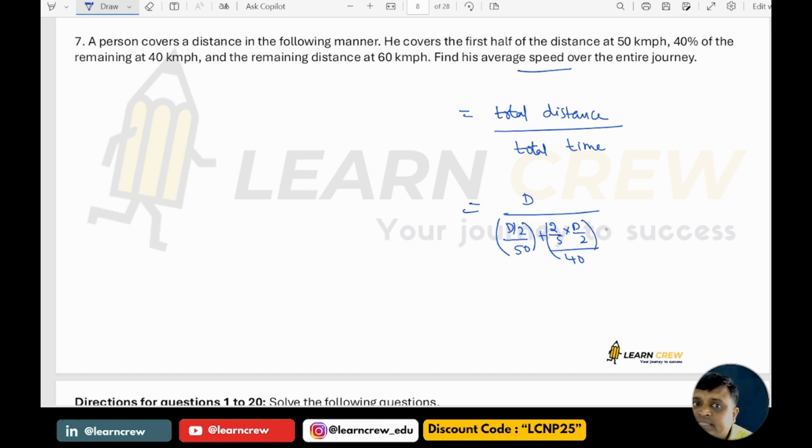Then the remaining would be how much? 3/5 of the remaining D by 2 at a speed of 60 kilometer per hour. If you simplify this, D is cancelled throughout, and the total average speed you are going to get is 50 kilometer per hour. So the answer is 50 kilometer per hour.